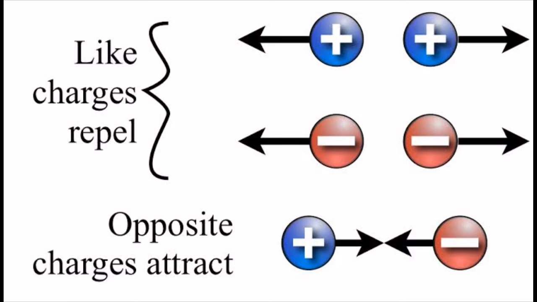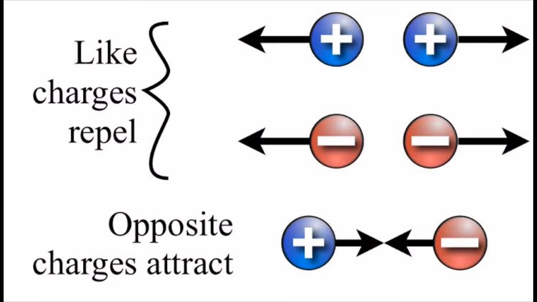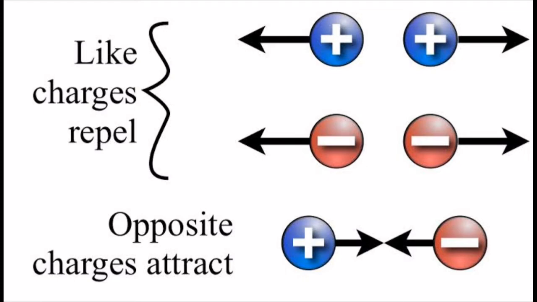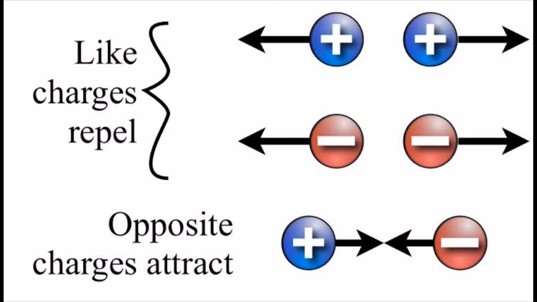The positively charged particles present in the nucleus attract the negatively charged electrons around them. As they come closer, the electrons push away each other as like charges repel each other. This causes the electrons to go around the nucleus.